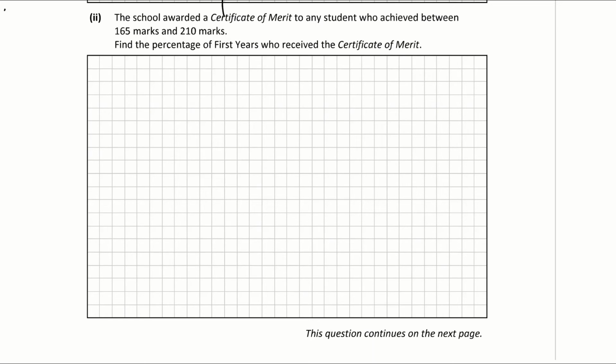The school awarded a certificate of merit to any student who received between 165 and 210. Find the percentage of first year students who received a certificate of merit. Again, let's just look at our bell curve. What would this look like?